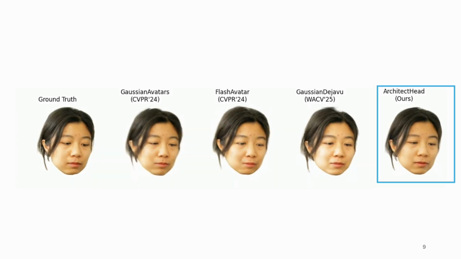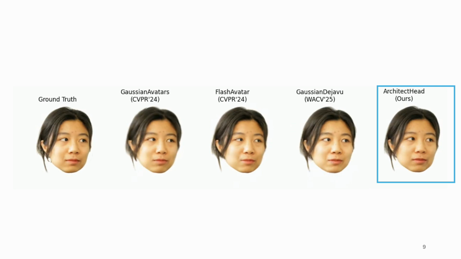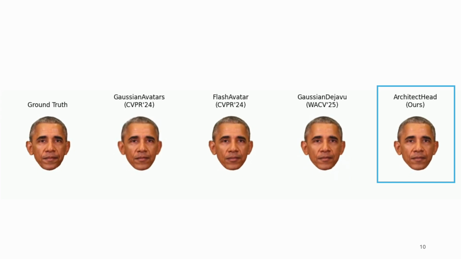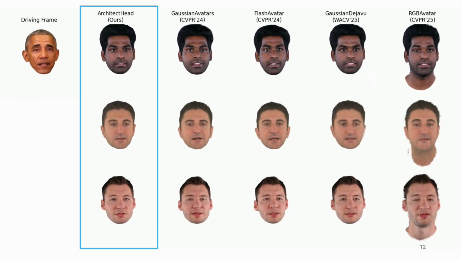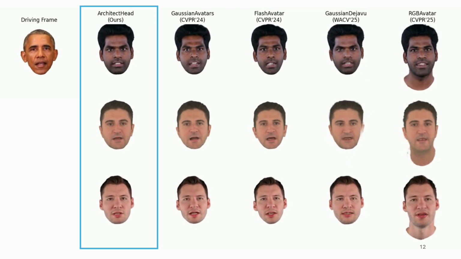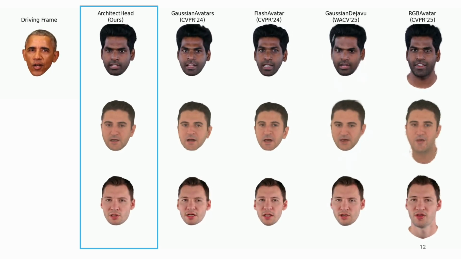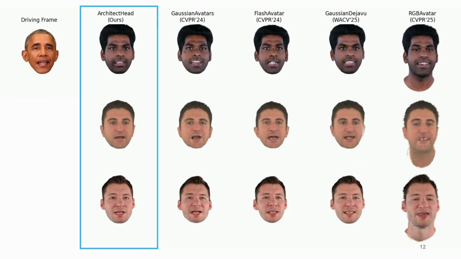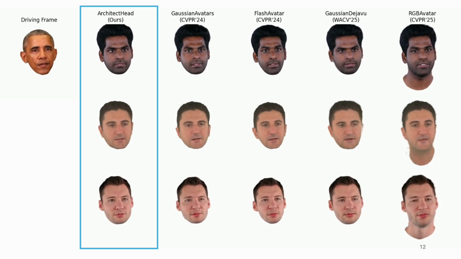Next, we show some results of self-reenactment experiments. Here are some cross-reenactment results. This is a demonstration of continuous level of detail control.